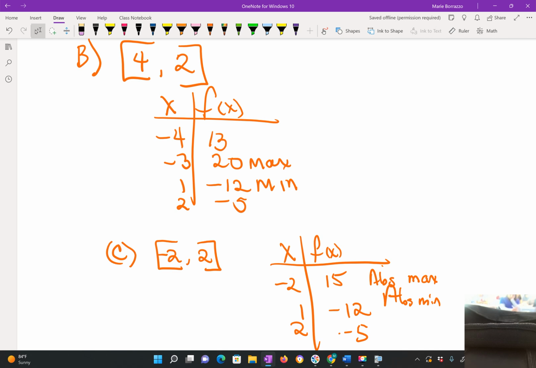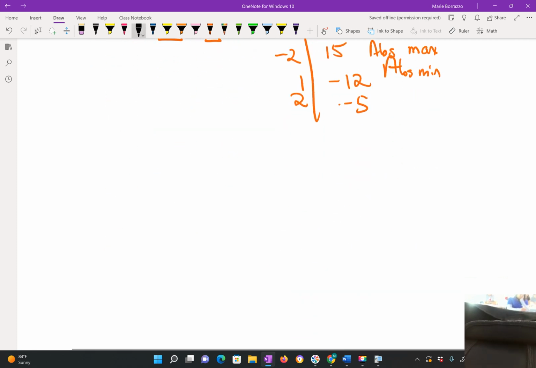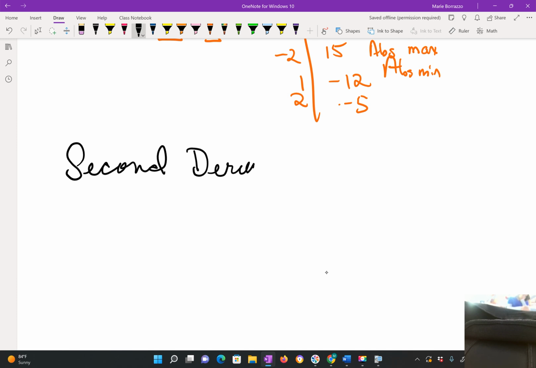So that's example 1. Let me run to example 2. At least take a little bit of time. So in example 2, there's a little bit of information about the second derivative and its rule. Okay, and we're going to use this as a test for local extrema.